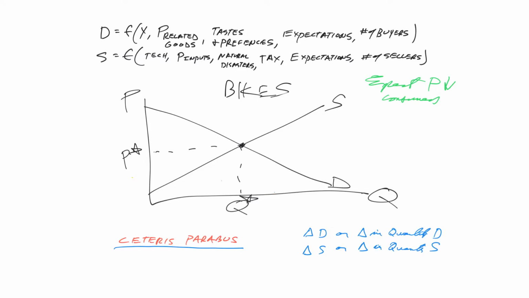Well, if you think the bike price is going to go down in the future, how's that going to affect your demand for bikes today? You going to hurry and run out and buy the bike at the higher price? No, you're going to hang back. Going to wait and see. Watch those prices. So that will shift demand to the left. If you expect prices to fall, today's demand will fall.